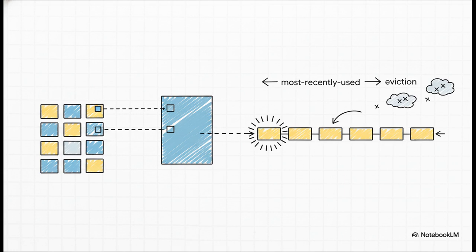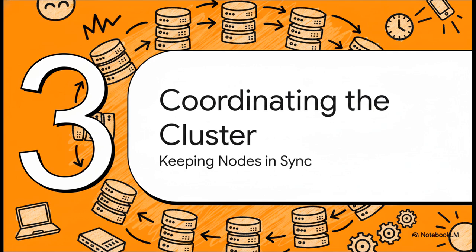This simple move keeps a perfectly sorted list from most recently used to least recently used. And that gives us our eviction policy, LRU, least recently used, problem solved. Okay, so we've got a single node nailed down. It's fast, it's efficient, but one node doesn't make a distributed cache, so now we have to talk about coordinating the whole cluster. How do all these individual servers talk to each other? How do clients know who's who?